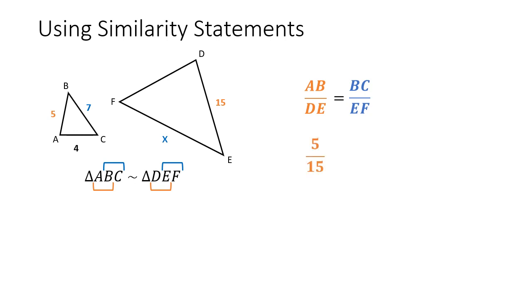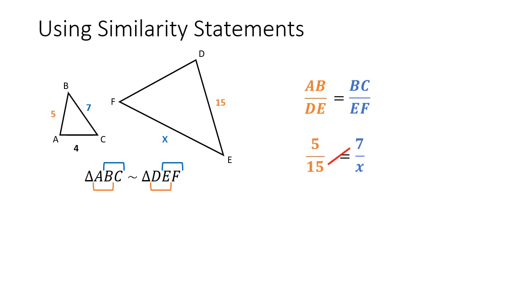Okay, we know AB is 5, we know DE is 15. We can just substitute that into our first ratio. And then we can sub in what we know for the second ratio. If BC is 7, and we label EF as x, now we've got something that we can use to solve. Now, most of you are probably pretty familiar with the cross multiplication method. You take the bottom left and top right, multiply them together, the top left and bottom right, multiply them together, and those will be equal.